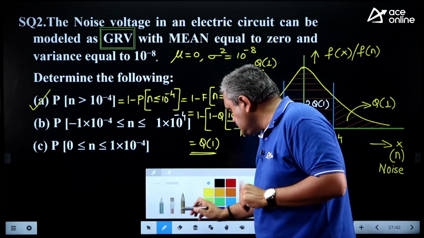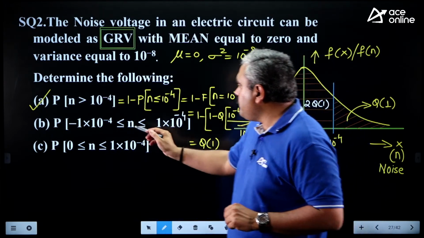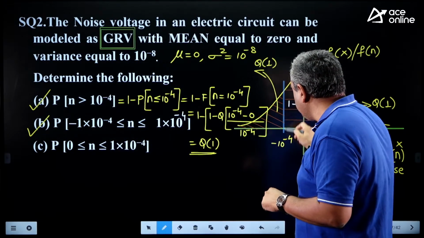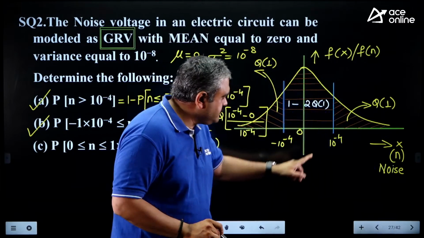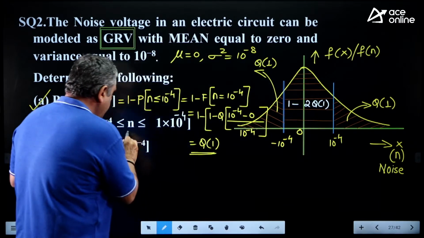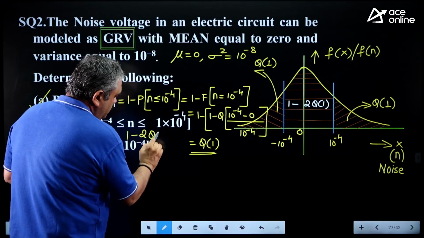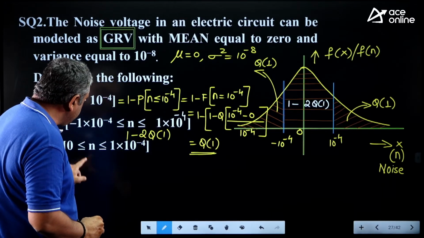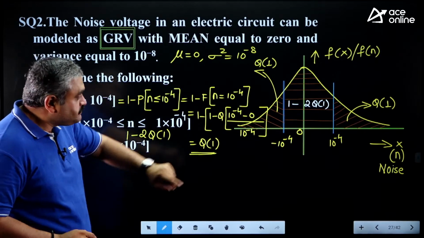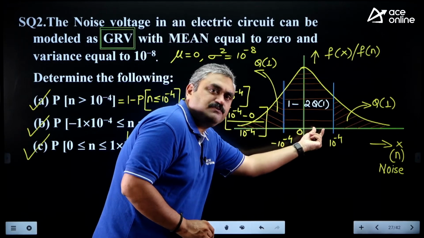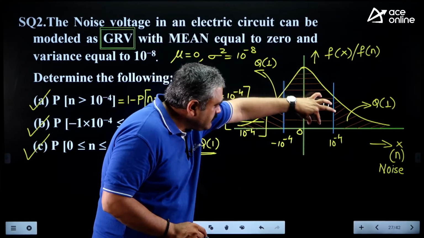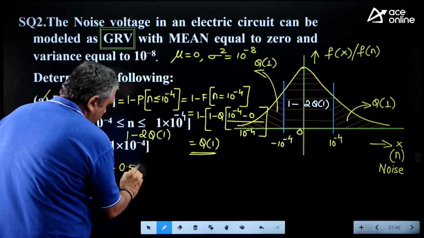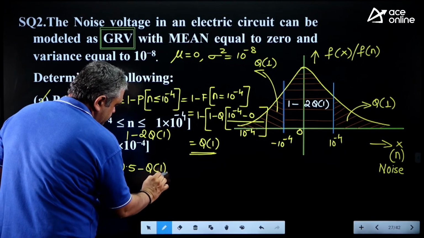Now see the remaining two questions, you can tell straight away. What is the probability that noise takes a value between minus 1 into 10 power minus 4, means this point, to 1 into 10 power minus 4, means this point? So this is nothing but 1 minus 2 into q of 1. And what about the third bit? What is the probability that noise takes a value between 0 and 10 power minus 4? Between 0 and 10 power minus 4 means only this part. You know this total part, and this part should be exactly half. So you divide it by 2. That means this will be 0.5 minus q of 1.